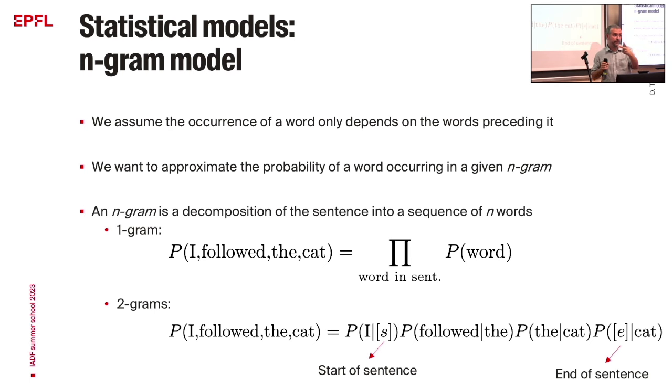So the 2-gram model, for example, models the probability of the sentence as the conditional probability of each word given the previous one, okay? So it's the probability of I given a certain feature representing the start of the sentence, then follow given I, then cat given follow, and the end of sentence given cat. If you have a trigram, then it's follow given I and start of sentence, and so on. Okay? So the larger the n-gram, the more the model takes into account context of the sentence. Okay?